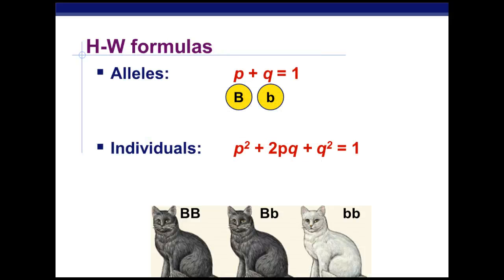So when we're solving Hardy-Weinberg problems, it's important to understand two things. One, p plus q equals 1, and you'll see why that's important here pretty soon. And two, p squared plus 2pq plus q squared equals 1. So make sure you have those two equations handy when we start doing these problems.